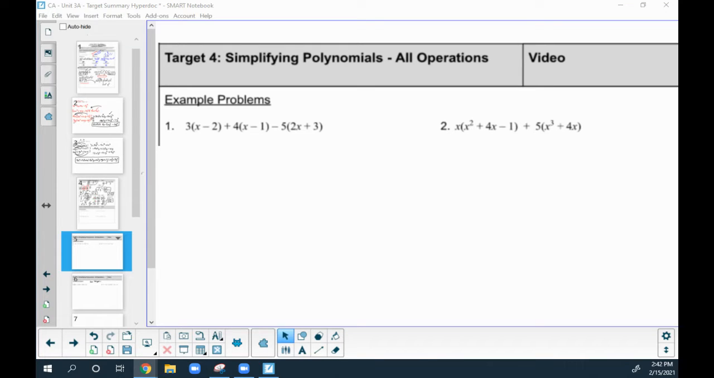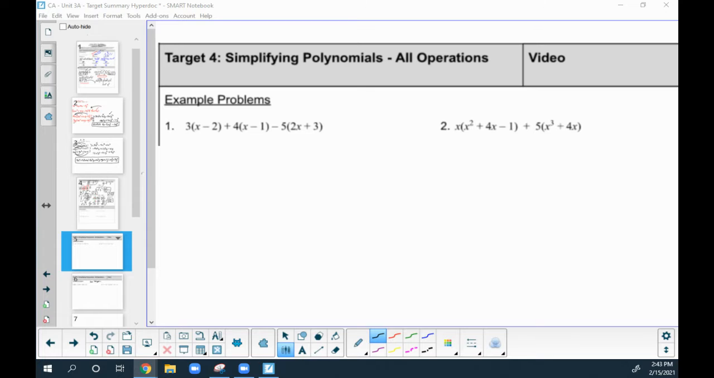We're now finishing up target 4 in Unit 3, which is simplifying polynomials, and that's where we possibly get all kinds of operations. In other words, we might be multiplying things, we might be adding like terms, all of the above might come up. Now some of this will seem super simple or super similar to the second target that we did, so there is some kind of an overlap.